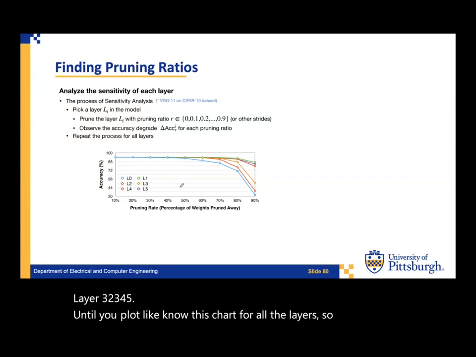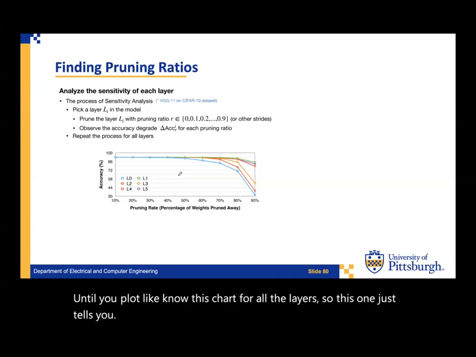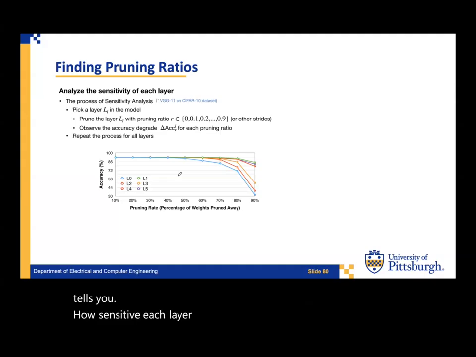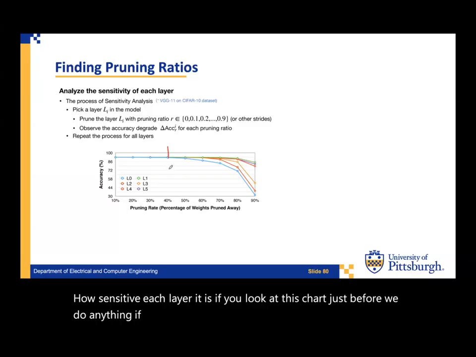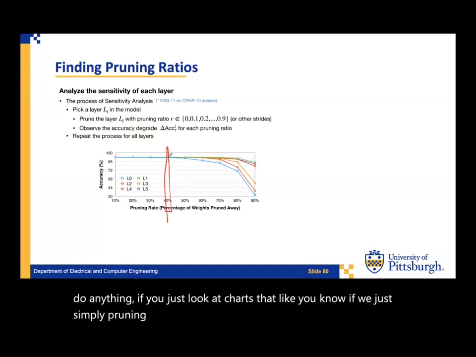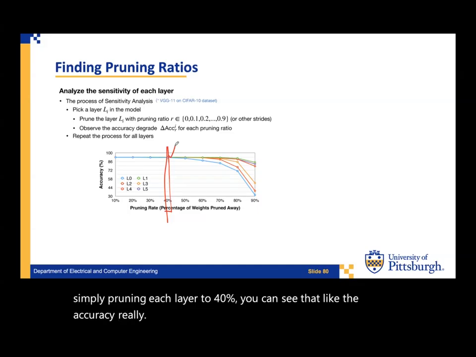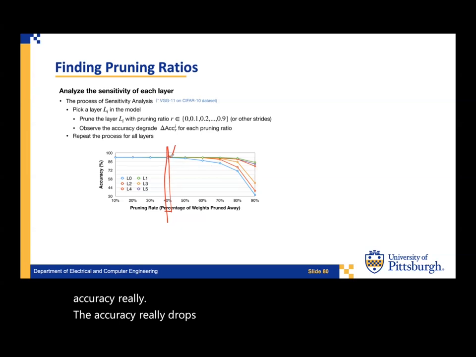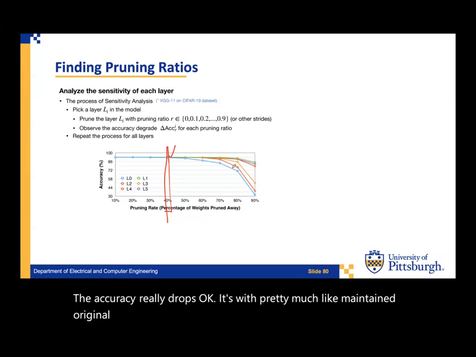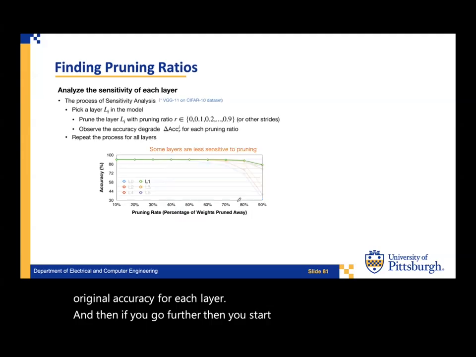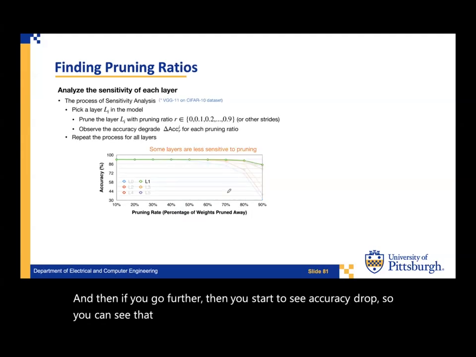This tells you how sensitive each layer is. If you look at this chart, if we simply prune each layer to 40%, you can see the accuracy rarely drops. We pretty much maintain the original accuracy for each layer. And then if you go further, you start to see the accuracy drop.